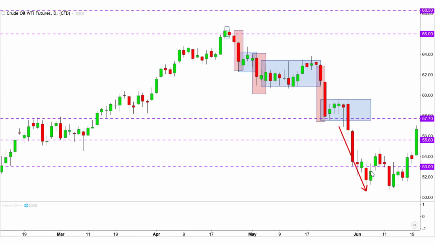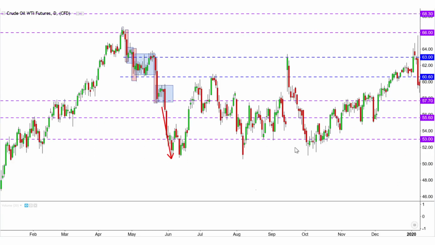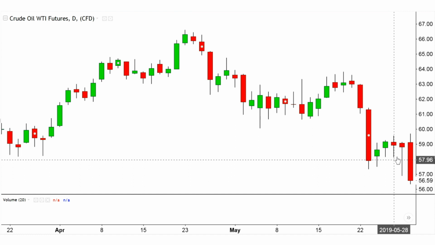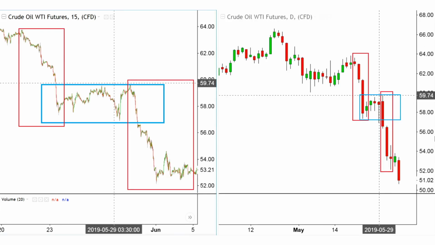Down here, a pair of piercing patterns forms a double bottom for a sizable bullish reversal. As expected, the previous levels continue to influence the market well into the future. Remember, candle patterns are essentially summaries of price action, charts within charts. Combining time frames demonstrates this well.